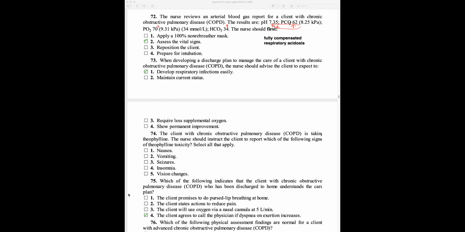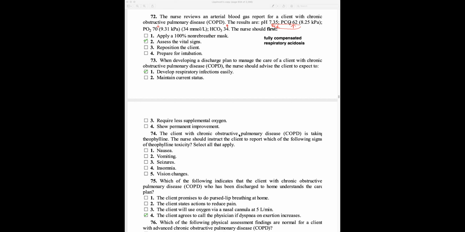And it's not really more the pursed lip breathing, it's more the tripod position would help them. And then the client will use oxygen via nasal cannula at 5 liters per minute. No, we don't want to go past 2 liters per minute. The client agrees to call the physician if dyspnea on exertion increases. Yes, because that way the healthcare provider can assess the patient, because this can mean that their respiratory status is deteriorating.